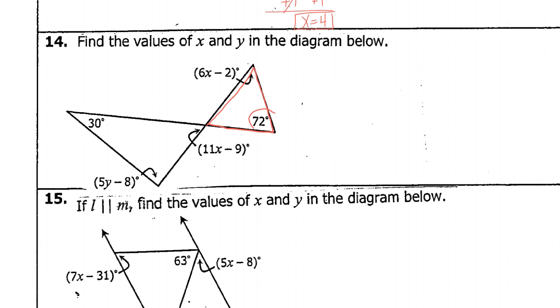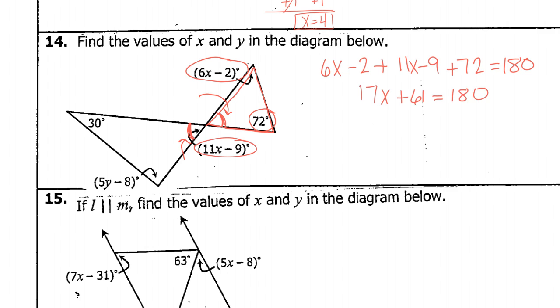I know that one of the angles is 72, one of them is 6x minus 2, and this angle is vertical to this one. So if we have 11x minus 9 on this side, we can say that this is also 11x minus 9. So we can add all these three together now and set it equal to 180, and you get x is 7.